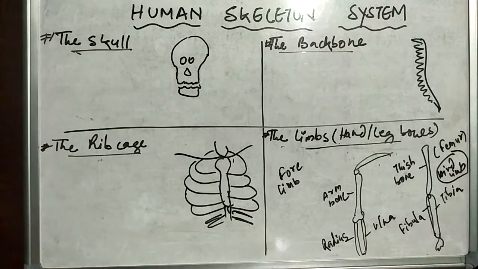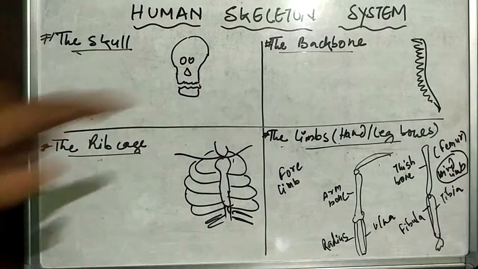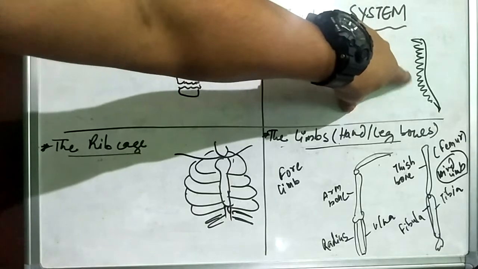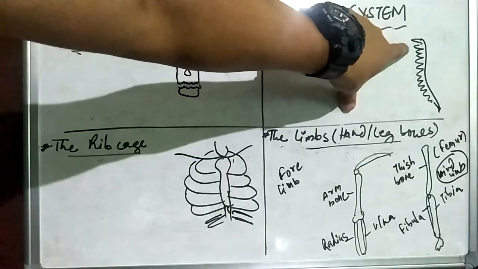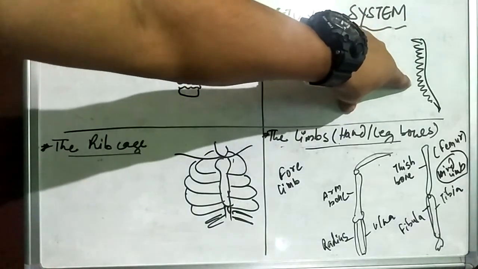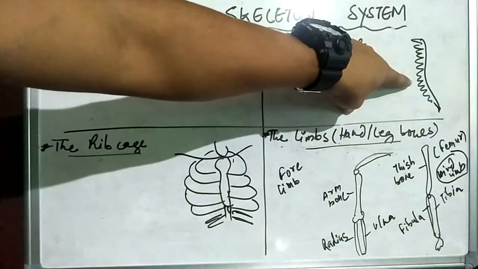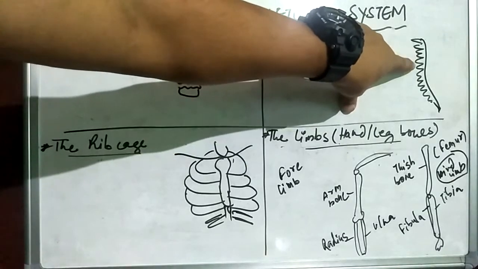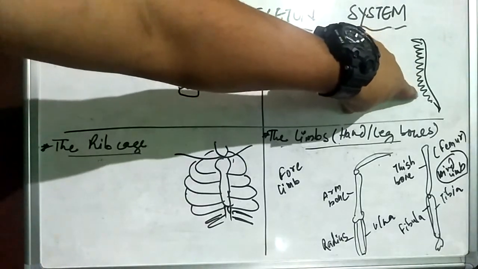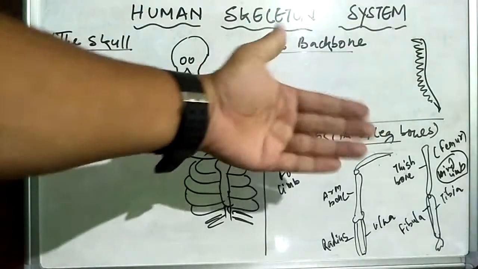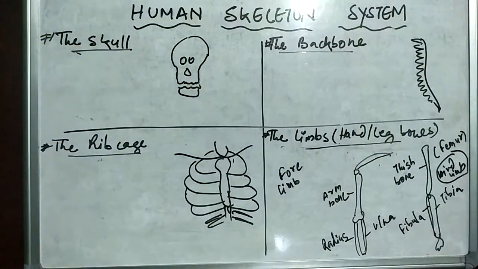Okay, now the next part is the backbone. The backbone is also known as the vertebral column. Why? Because you can see here there are some bones, and they are attached with each other. How many bones do we have? That is 33. It is made up of 33 small bones. If you count serially, you can find 33 bones here. So when these 33 bones attach together, they form one line that is called the backbone, also called the vertebral column.